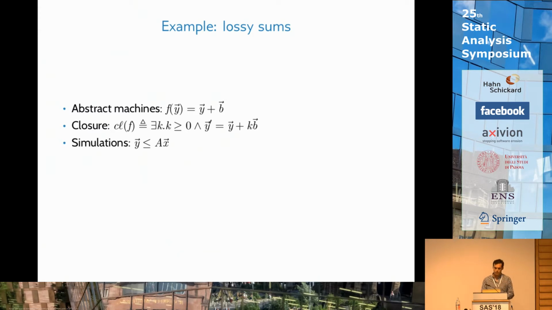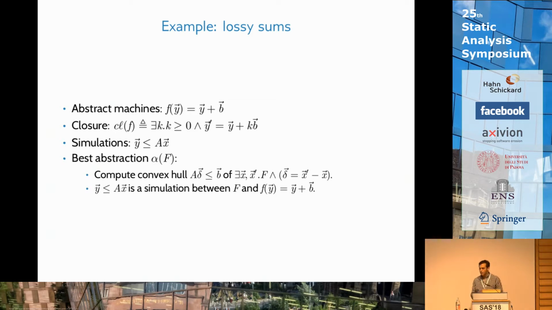Let's fix our class of simulations to be polyhedral relations of this particular form. They just say that the state of the abstract machine must be a lower bound on some linear transformation of the state of the concrete machine. And then we can compute best abstractions as follows.